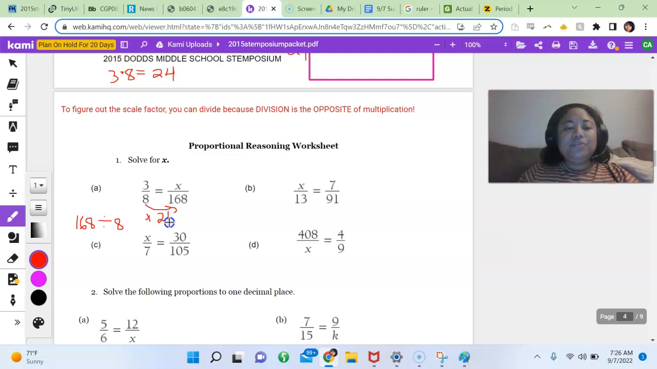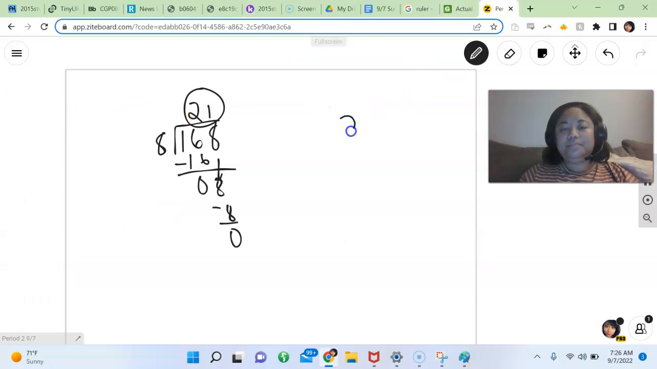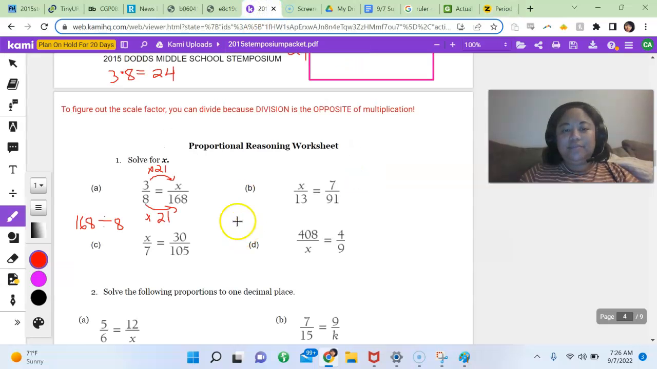So guess what I have to do to the 3? That's right. I also have to times it by 21. So 21 times 3. 1 times 3 is 3. 2 times 3 is 6. So x is 63.